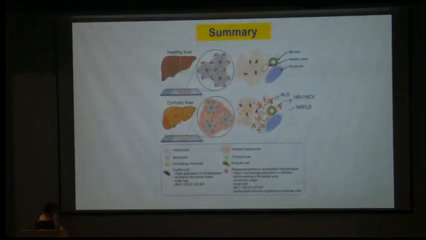So this is my summary slide. In chronic liver disease, the healthy liver has a bile duct and nothing else. But in ALD, there are more neutrophils. In HBV and HCV, lymphocytes are more, and in NAFLD, there is more of the macrophage story.